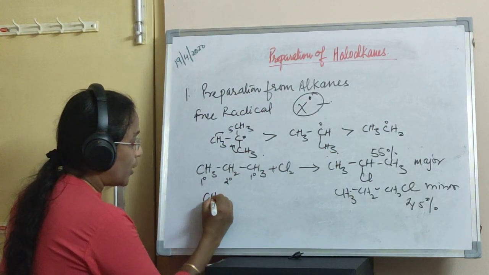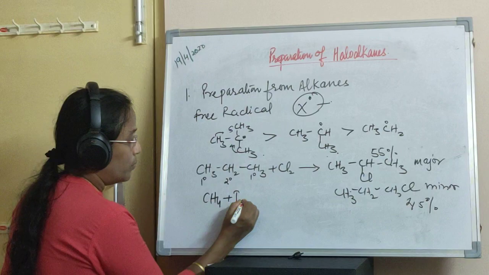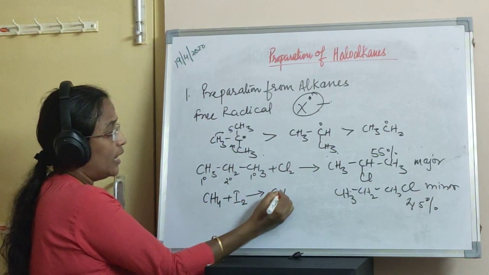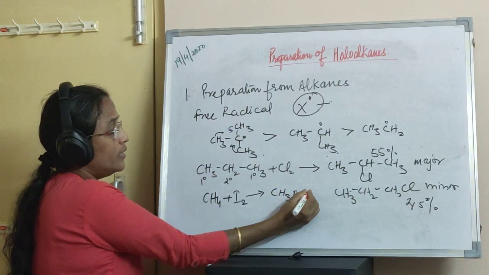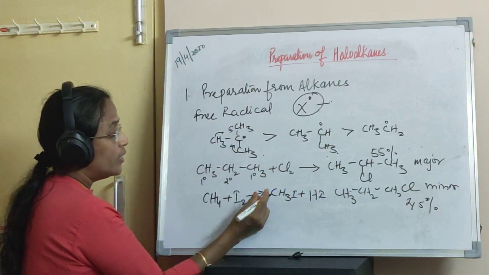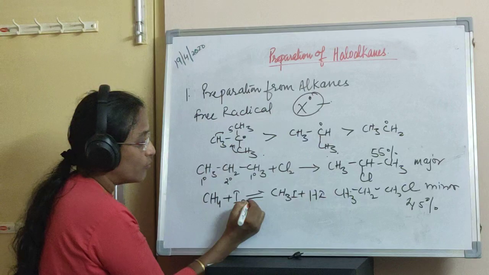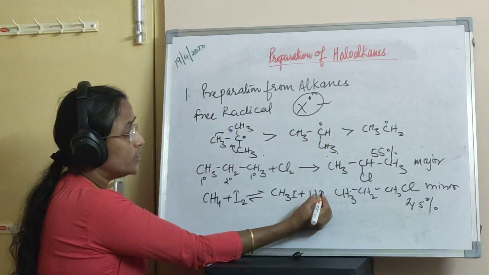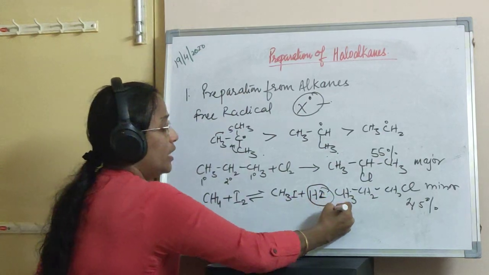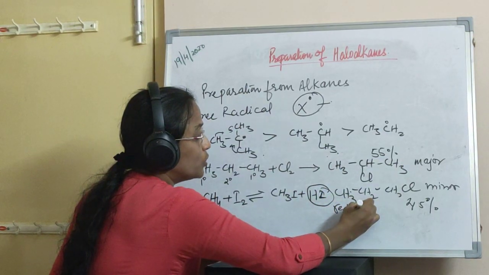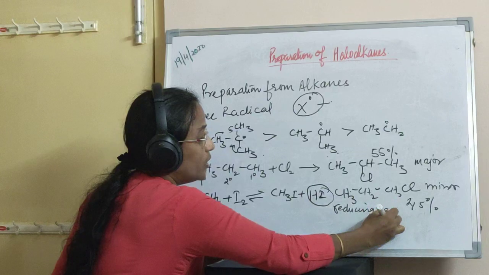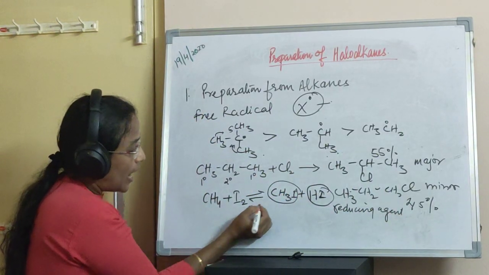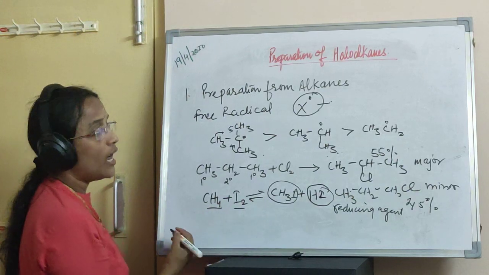Now if we do iodination, when methane is iodinated, we get methyl iodide and hydrogen iodide. Now this reaction is reversible. It's very important. Why is it reversible? What is the reason? This HI is a strong reducing agent. So what it will do? It will reduce the CH3I and it will give back CH4 and I2.